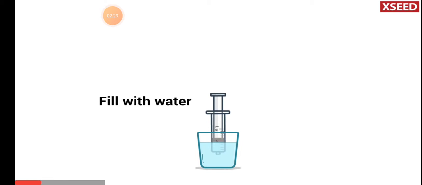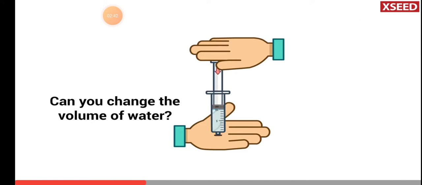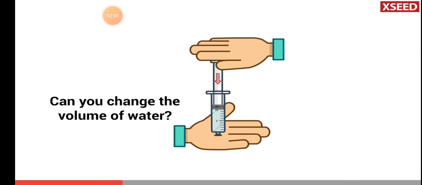Take an injection syringe and fill it with water. When you pull this back, it takes the water inside. Now after filling, you try to compress it. Now you cannot change the volume inside. You cannot press it. You cannot compress it. Then fill the syringe with air.